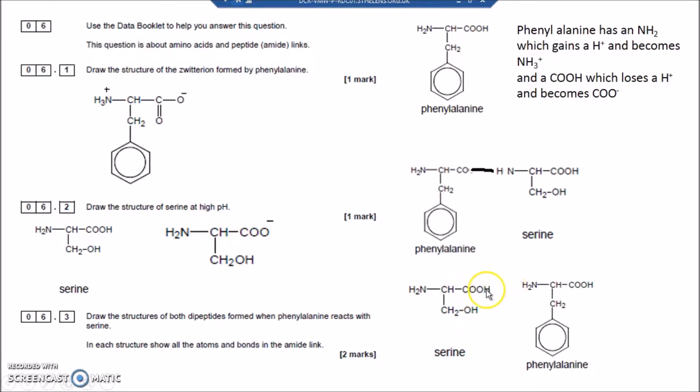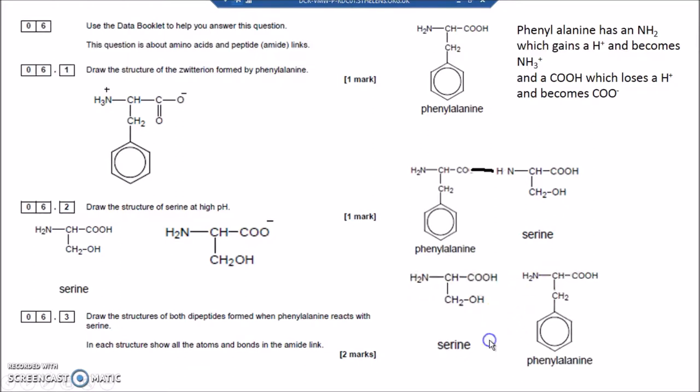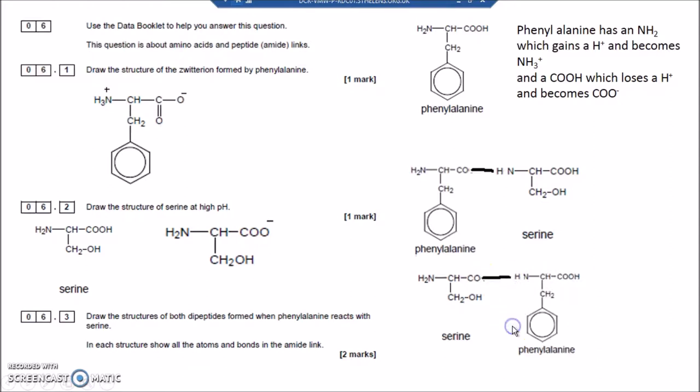Well, the same thing can happen here this way around as well. The OH of the carboxylic acid group now in the serine can react with an H off the NH2 group, the amine group of the phenylalanine. Let's remove those two now. There we go. We've removed them now. And now we just draw a line between the two. And we've made another dipeptide with another peptide link.